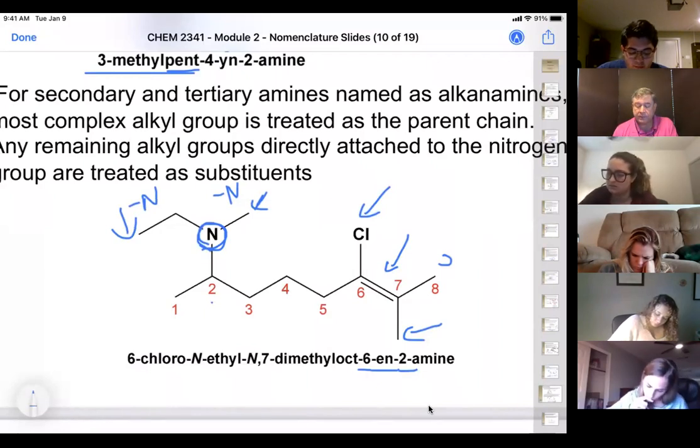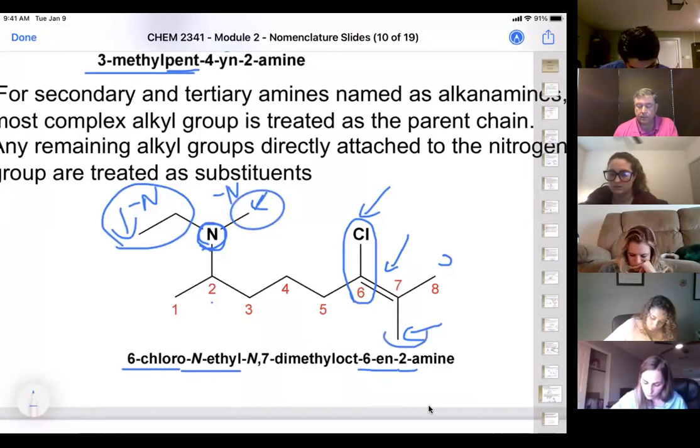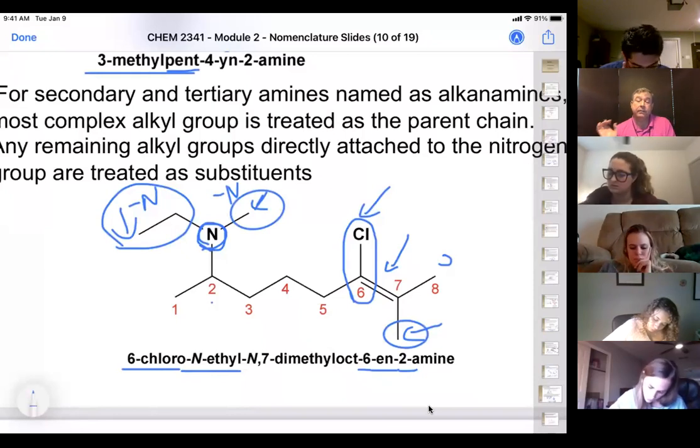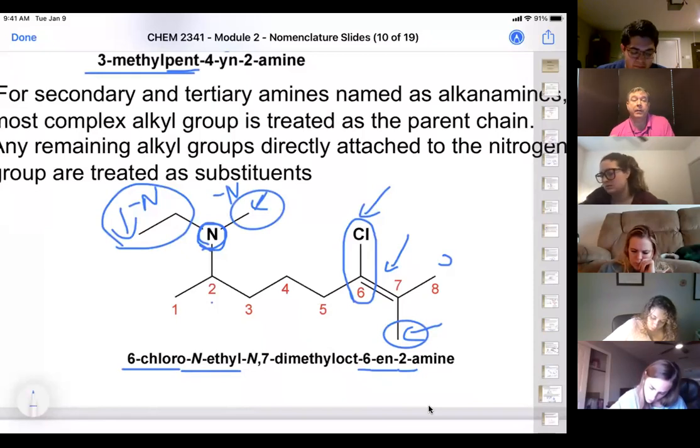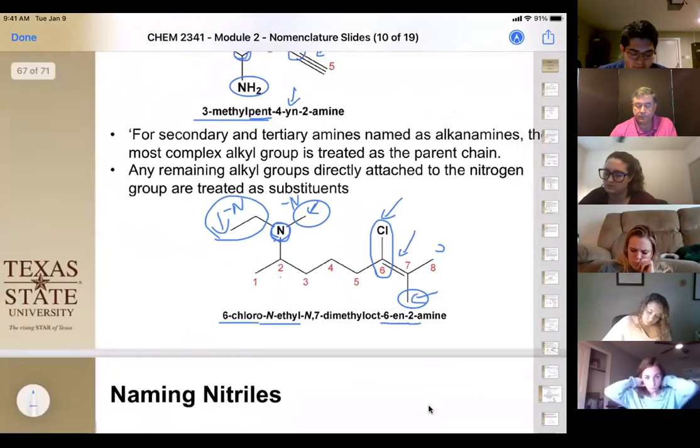So we're going to end up with 6-chloro right here, N-ethyl right here, and then N and 7-methyl, dimethyl, octa for 8, ene for the double bond, and 2-amine. Okay. Just add the rules together, okay.